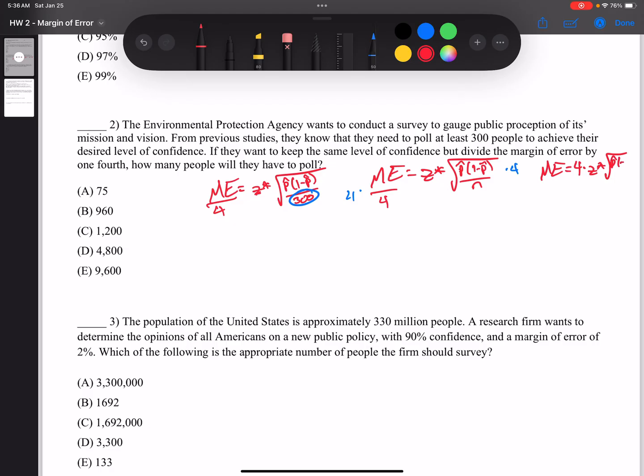Okay, so I'm running out of space, but you can see what's going on. 1 minus p hat over n. Okay, so now, let me erase that real quick. I have margin of error here, I have margin of error here. I can set those equal and then solve for n. Okay, so I'm going to have z star times the square root of p hat (1 minus p hat) all over 300 is equal to 4 times z star times the square root of p hat (1 minus p hat) over n.